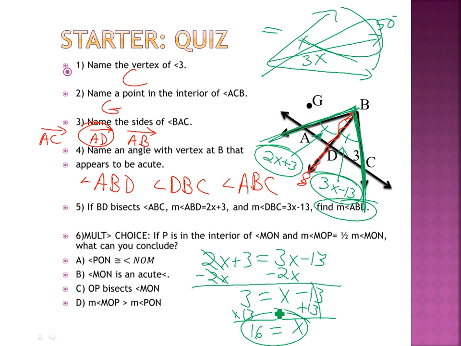Now on the quiz, they're going to ask you to find the variable and find an angle, so you'll have two answers. In this case, they just said find this certain angle. Well, what was angle ABD? 2x plus 3, right here, right? So in place of x, what am I going to substitute in there? 16.